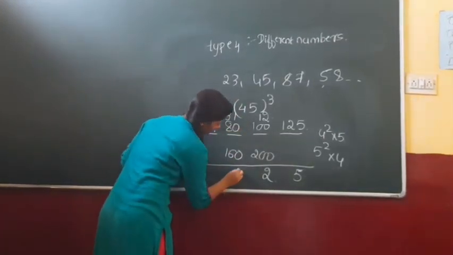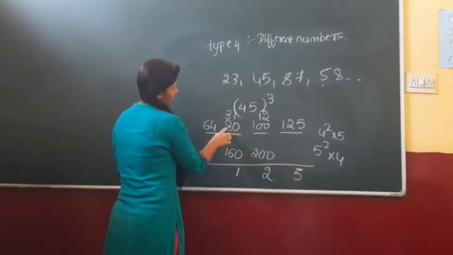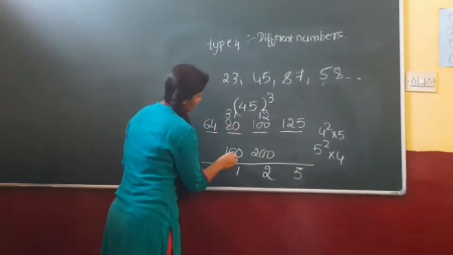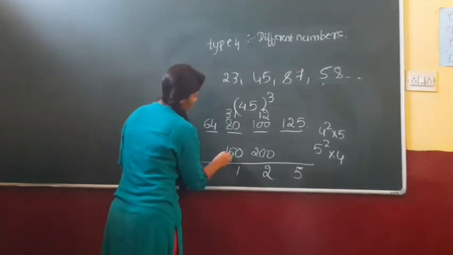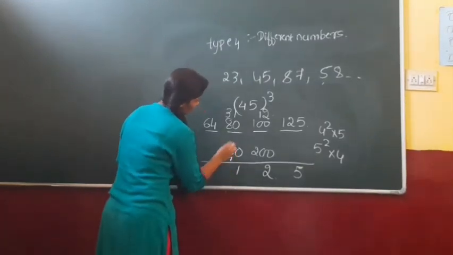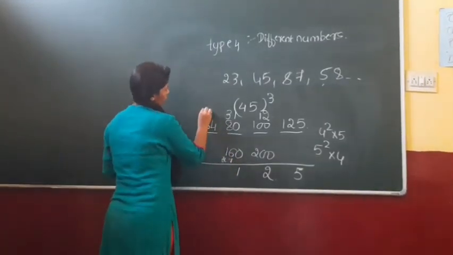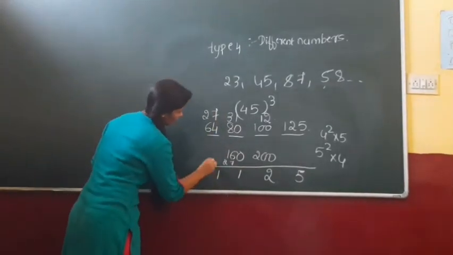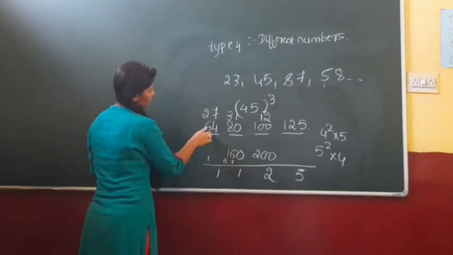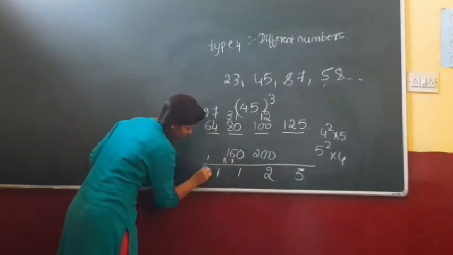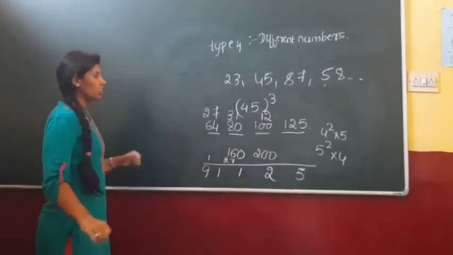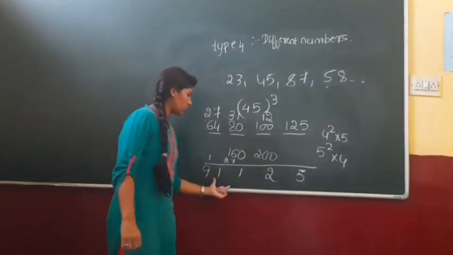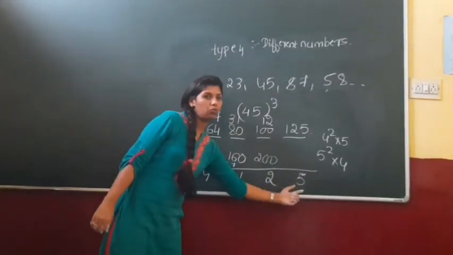1 plus 0 is 1. 3 plus 8 is 11. 11 plus 6 is 17. That it becomes 27. Hence 27 will be shifted this side. 7 plus 4 is 11. 2 plus 6 is 8. 8 plus 1 is 9. Hence the cube of 45 is nothing but 91125.